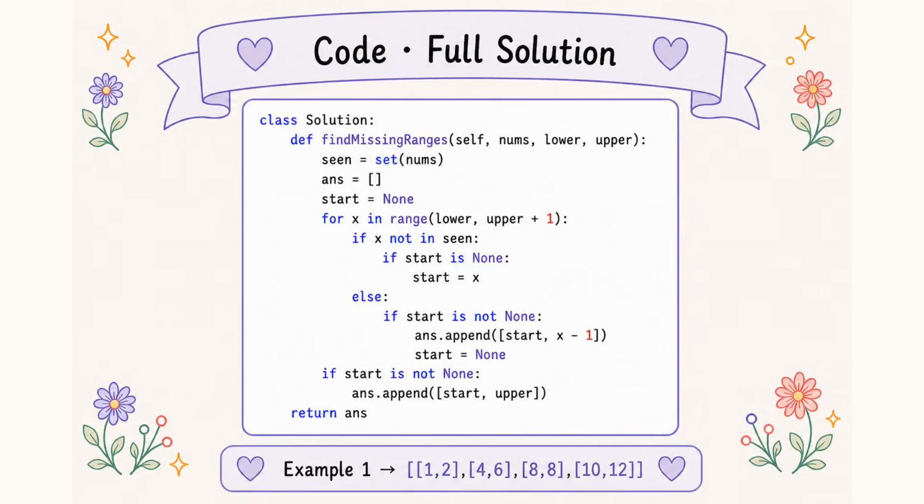Here is the full Python solution. Build a set from nums. Scan every x in range lower to upper plus 1. When a missing streak starts, remember start. When a present number appears, append the closed range and clear start. After the loop, if a streak is still open, append start to upper. For example 1, this returns the 4 ranges we dry ran.